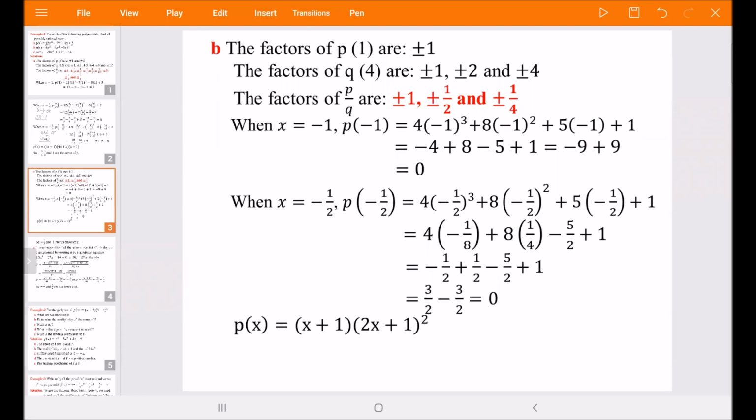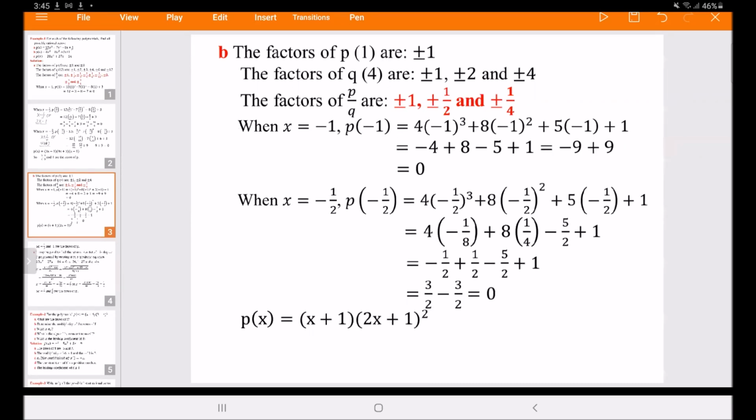Then by evaluating this polynomial at x is equal to minus 1 over 2, P of minus 1 over 2 is equal to 4 times minus 1 over 2 cube, 8 times minus 1 over 2 the whole square, 5 times minus 1 over 2 plus 1. So minus 1 over 2 cube is minus 1 over 8.